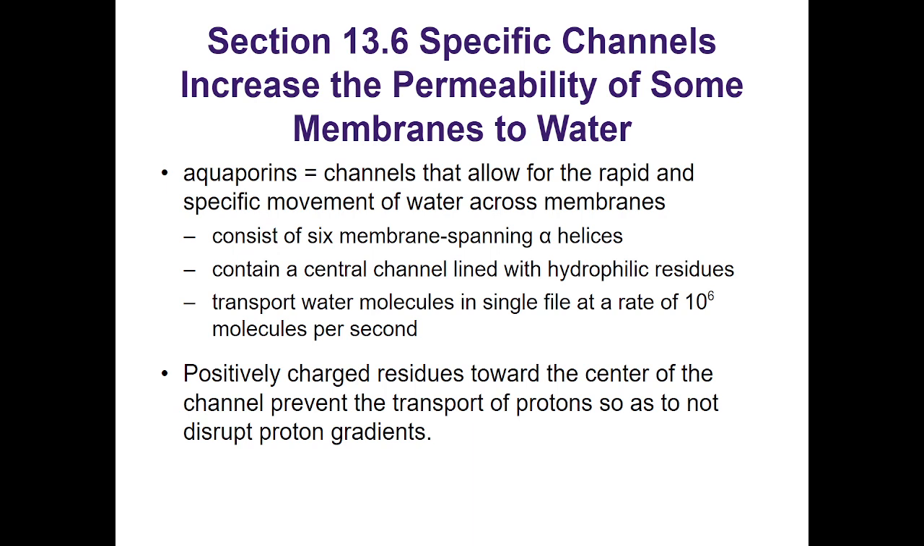Okay, so aquaporins are channels that allow for the rapid and specific movement of water across membranes. They consist of 6 membrane-spanning alpha helices. They contain a central channel that's lined with hydrophilic residues. They transport water molecules in single file at the rate of about 10 to the 6th molecules per second. That's pretty decent speed. That's not that far away from diffusion, right? It's within 1,000-fold, sort of thing.